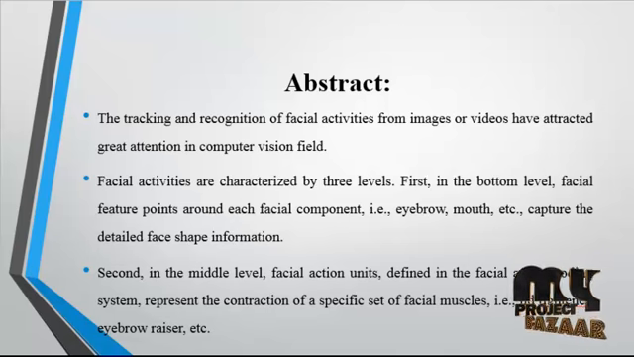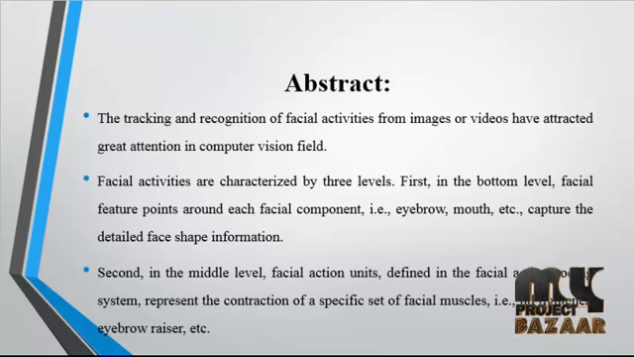Second, in the middle level, facial action units defined in the Facial Action Coding System represent the contraction of a specific set of facial muscles, that is lid tightener, eyebrow raiser. Finally, in the top level, six prototypical facial expressions represent the global facial muscle movement and are commonly used to describe the human emotion states.